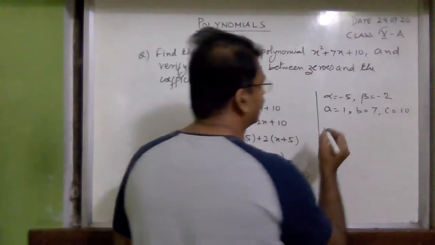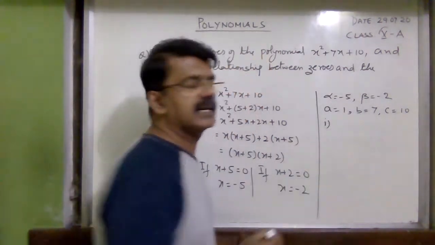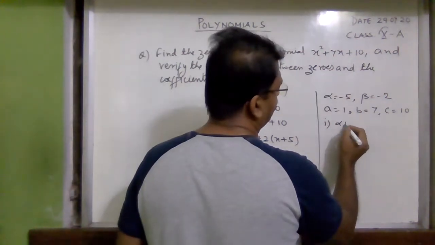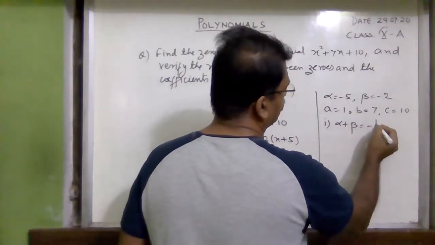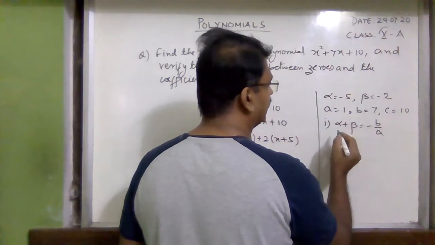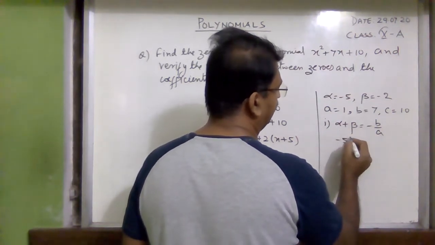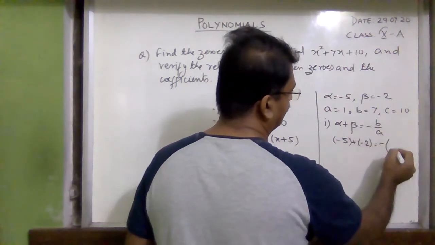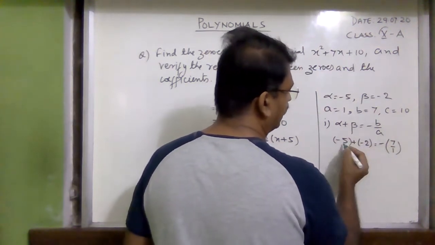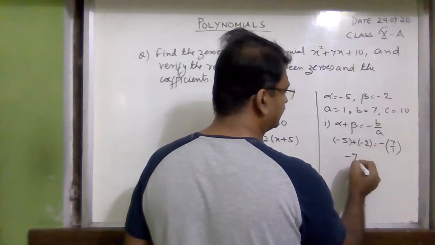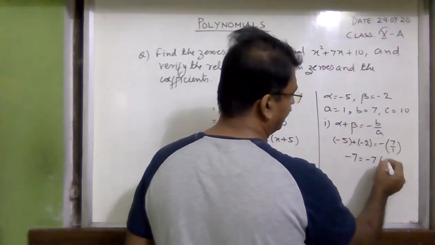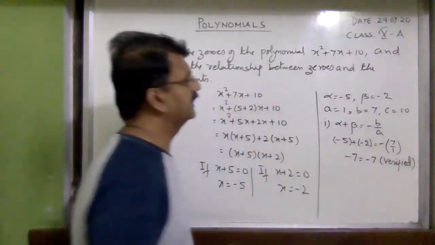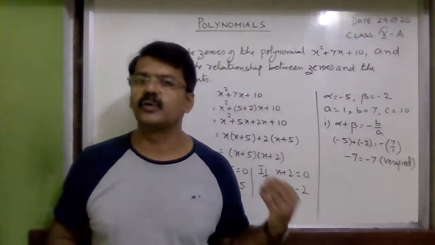Now the first relation between the zeros and the coefficients says that alpha plus beta is equal to minus b upon a. Now you see minus 5 plus minus 2 is equal to minus 7 upon 1. Minus 5 and minus 2 when added give you minus 7, which equals minus 7. So we have verified that the first relation is true over here.